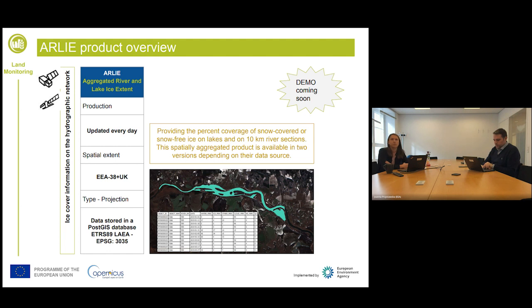The second product that we'll focus on today is our aggregated river and lake ice extent. This one provides the % coverage of snow covered or snow-free ice on lakes and on 10-kilometer river sections. It is a specially aggregated product and available in 2 versions depending on the data source. And we have this product provided in PostGIS database format in LAEA projection. It is updated every day. And there is also a demo coming soon on this product.